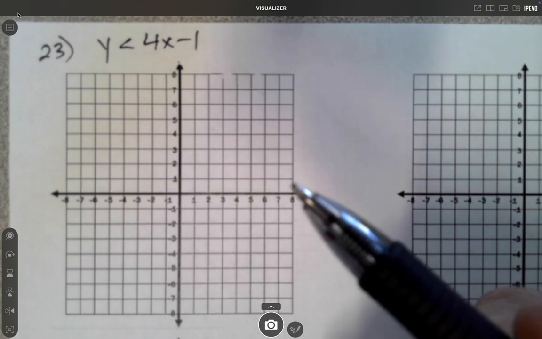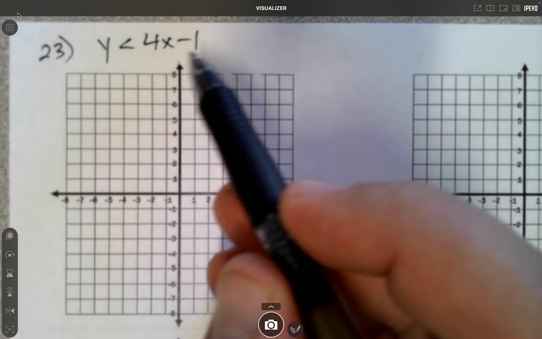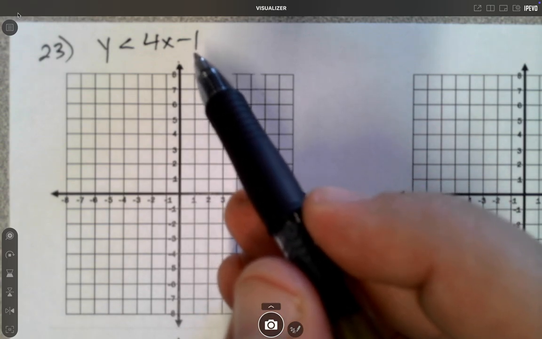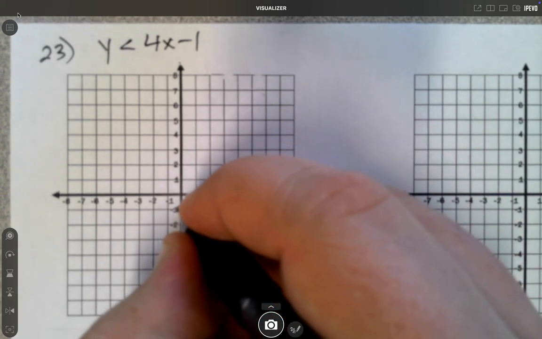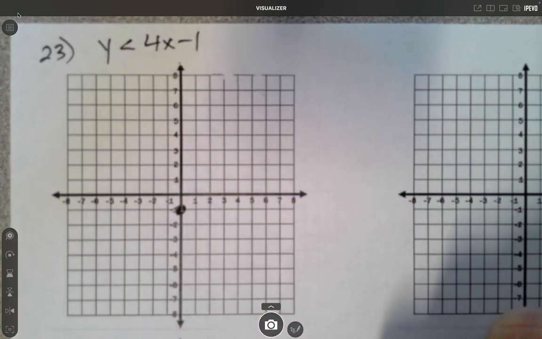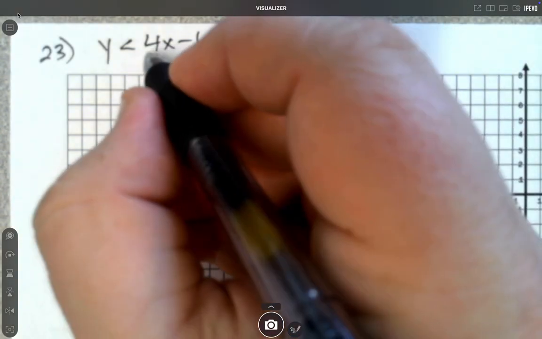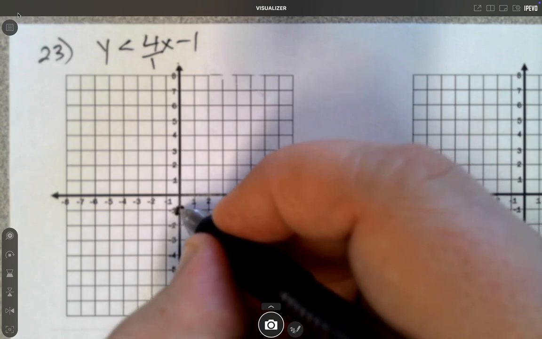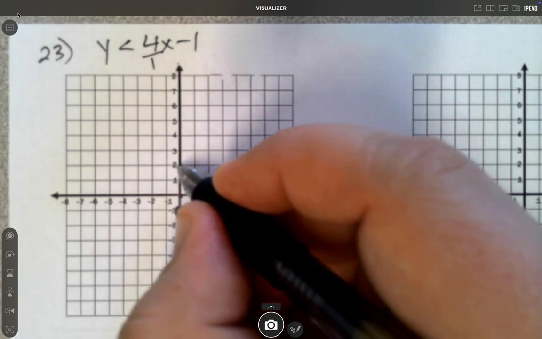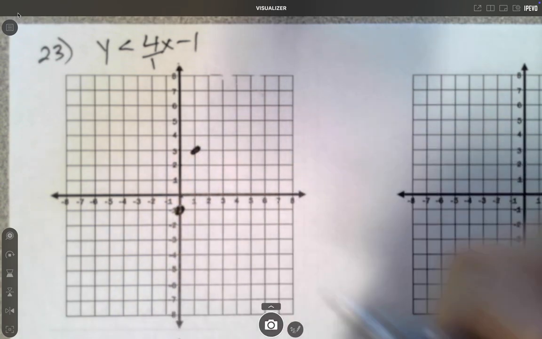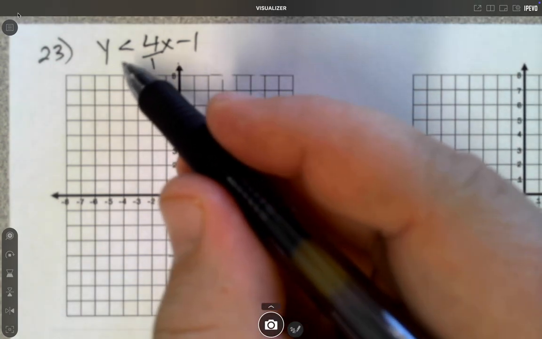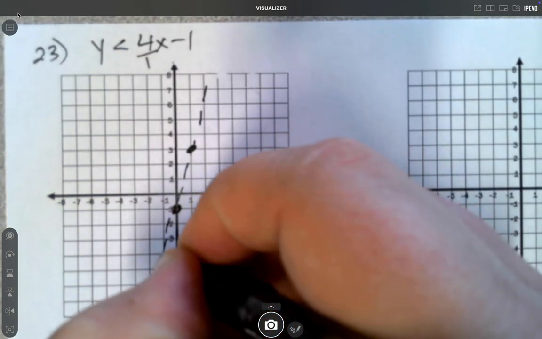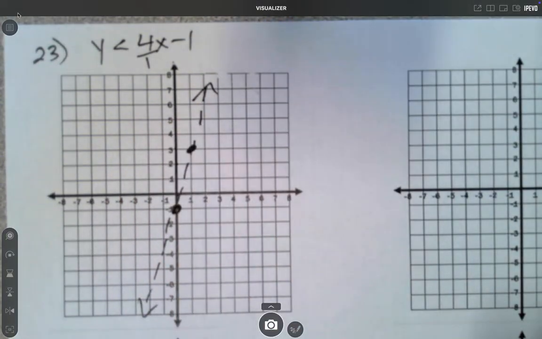To graph, we always want to start with a y-intercept, which is the constant, the number by itself. So our y-intercept, the place this line will hit the y-axis, is at negative 1. So I can put a point right here at negative 1. Now the slope of this line is 4, or I can say 4 over 1. So from that y-intercept, to get the next point, I go up 1, 2, 3, 4, and over 1. Since there is no equals to, this is going to be a dotted line. So it looks something like that.